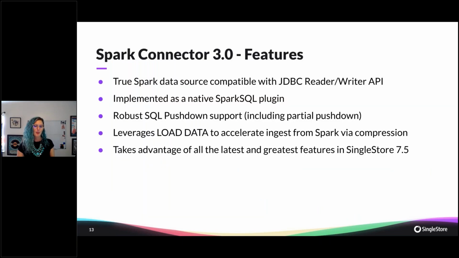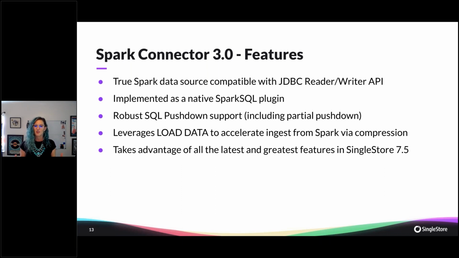So to wrap things up with Spark, we'll talk about some of the key features of the Spark connector. So first of all, you are getting a true Spark data source compatible with JDBC reader and writer API. It is implemented as a native Spark SQL plugin, and it has this really robust SQL pushdown support, which includes partial pushdown. And this is kind of the differentiating factor of this connector: when you have some type of Spark syntax that maybe can't all be pushed down, but some elements of it can, there's intelligence in the connector that says, let's take this bit of processing, push it down to SingleStore so that we can take advantage of all the optimizations there, and any bit of Spark processing that can't be done in SingleStore can be done in Spark, and ultimately the results brought together in the end.